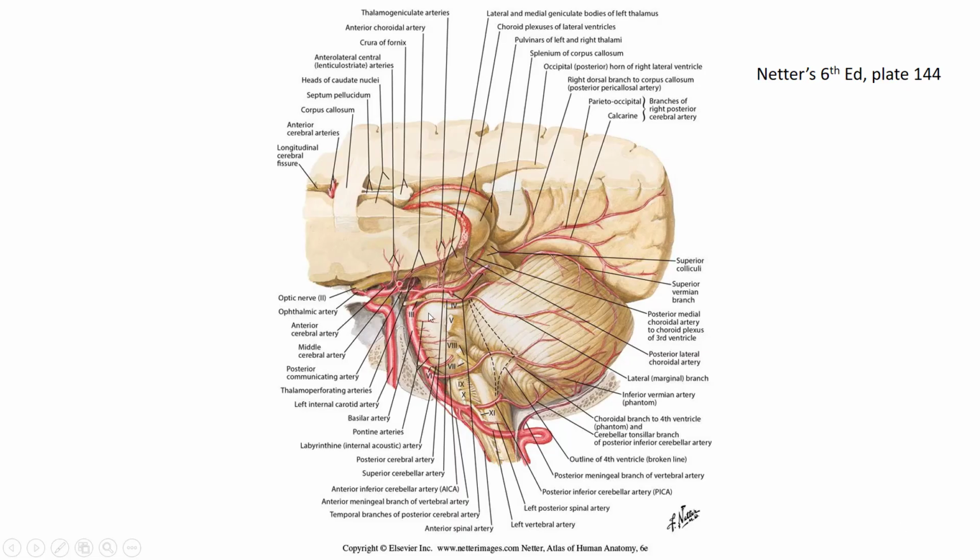Also within this image you can see the nerves and their origins. So you can see the 5th through 8th in the pons, and then the 9th through 12th down in the medulla. So it's a nice image for both the arterial vessels as well as the nerves that are in the brainstem.